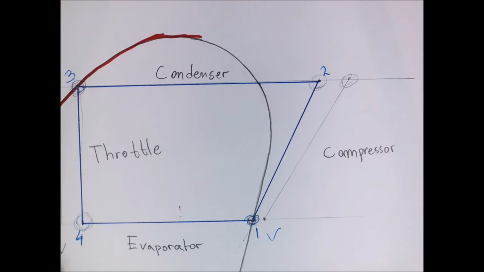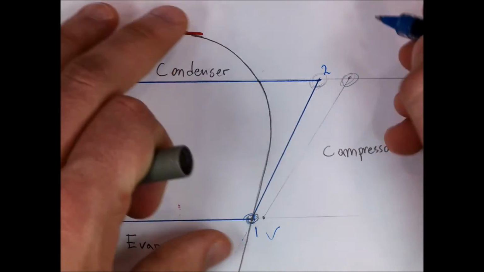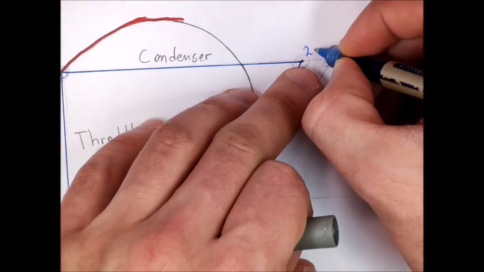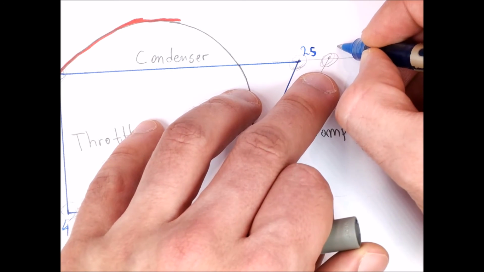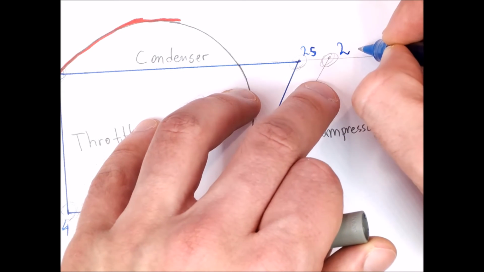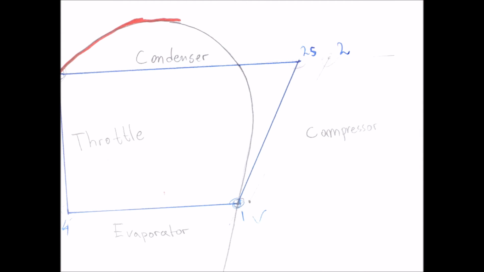Now the only thing that we are left with is the entropy here. So we've calculated the entropy at 2s. Now we need to calculate the entropy at the actual outlet of the compressor, 2. So how do we do this?